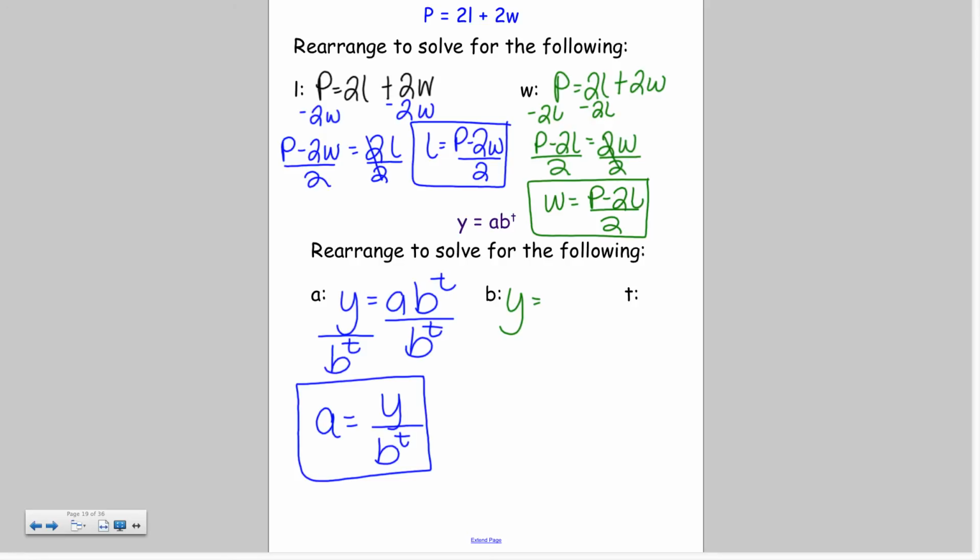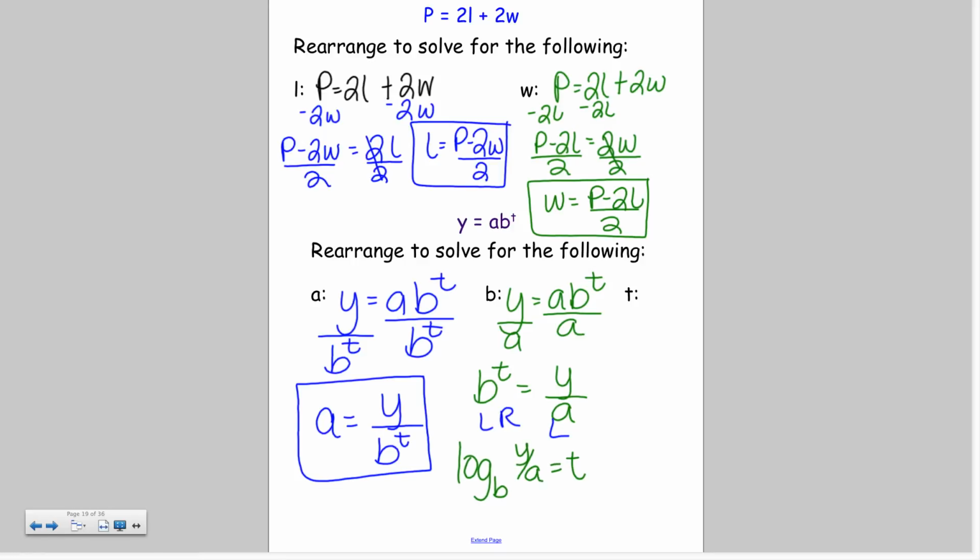Y is equal to A B to the T. First thing we're going to do, divide by A. So B to the T is equal to Y divided by A. Now we're looking for the exponent, so here we go. Left, right, left. So log base B of Y divided by A is equal to T. All right, one more.